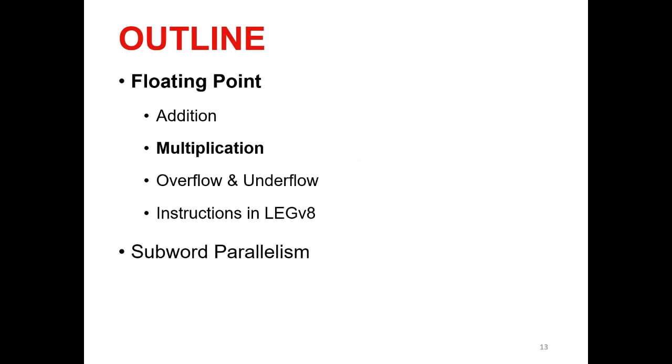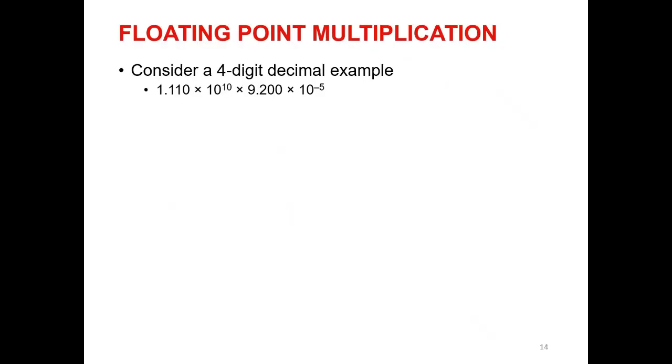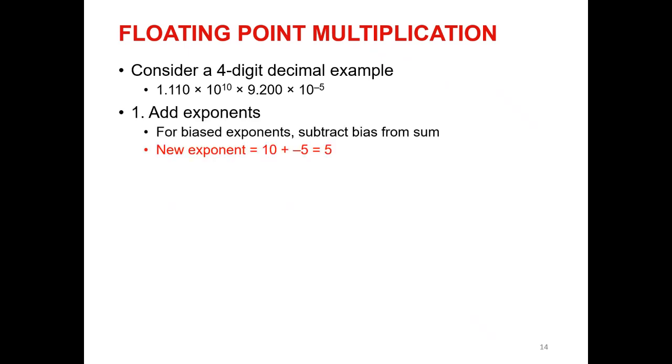So let's try to do now a similar thing, but instead of adding floating point values, we are going to multiply them. The process is very similar. So we are going to start with an example. In this example, as before, we are going to consider decimal digits, and with only 4 digits. First of all, we need to add the exponents. In a multiplication, we add the exponents. In this case, we do 10 plus -5, which is 5. So the new exponent for the multiplication of those two values will be 5.